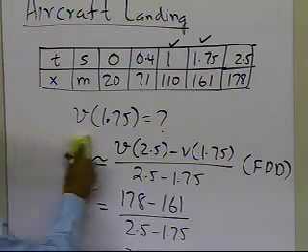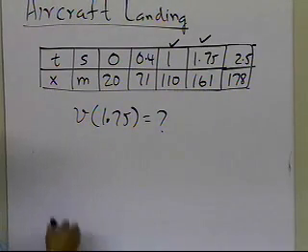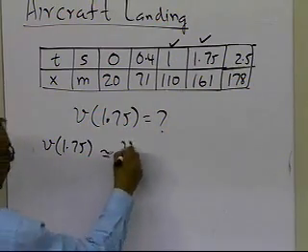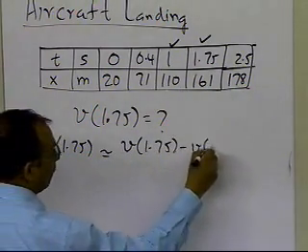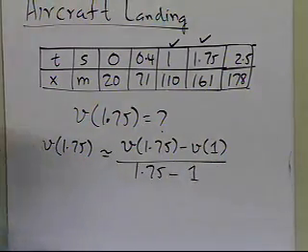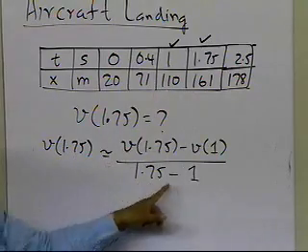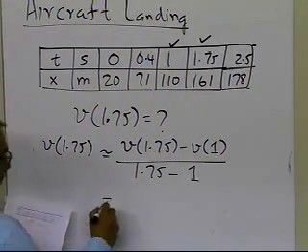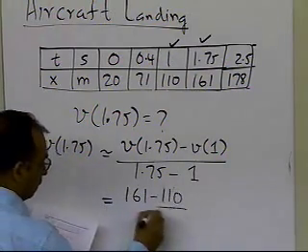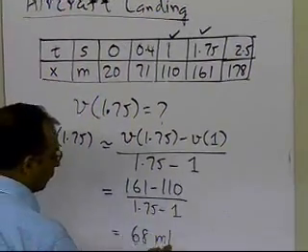So what I want to do is I'm going to erase this and put it on the same board here so that you can see the data at the same time. So in this case, what I'll have is velocity at 1.75 is approximately equal to the velocity at 1.75 minus the velocity at 1 divided by 1.75 minus 1. Because you're going backwards here, so you are taking the velocity at 1.75 and at 1 and dividing by the difference between the two numbers. So what is the velocity at 1.75? It is 161. Velocity at 1 is 110, divided by 1.75 minus 1, and the value turns out to be 68 meters per second.